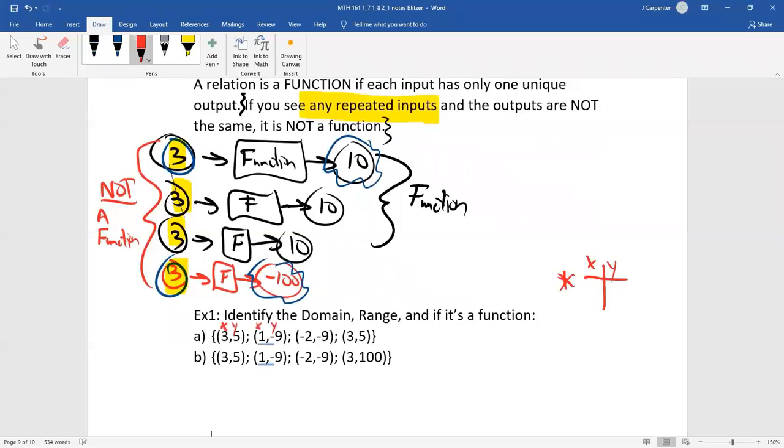X, Y. So 3, 5 would be the first one. 1, -9 is the second one. -2, -9 is the third. 3, 5 is the fourth. This is literally the same problem as the A typed up. I could also draw this up as a graph of just 4 coordinate pairs disconnected. They're just little blips, something like that. I'm not saying that's where they are, I'm just giving you an idea.